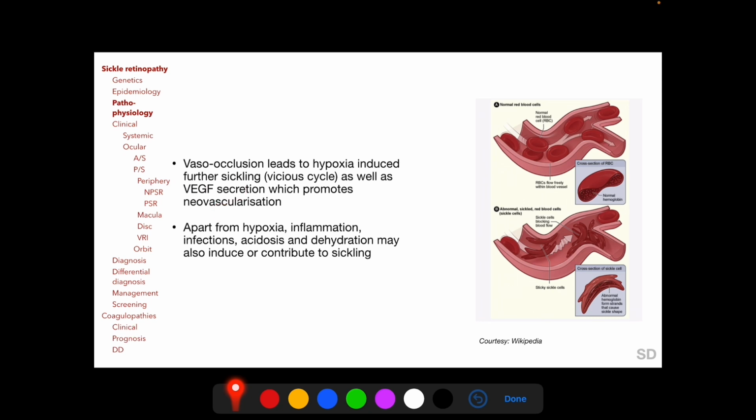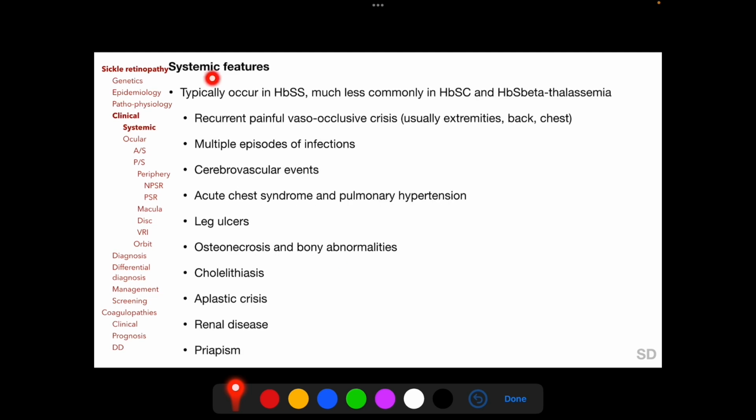And apart from hypoxia, inflammation, infections, acidosis, and dehydration may also induce or contribute to sickling. Systemic features typically occur in patients with HBSS genotype, but are much less common in patients with HBSC and HBS beta thalassemia genotypes, and a list of systemic features is given here.